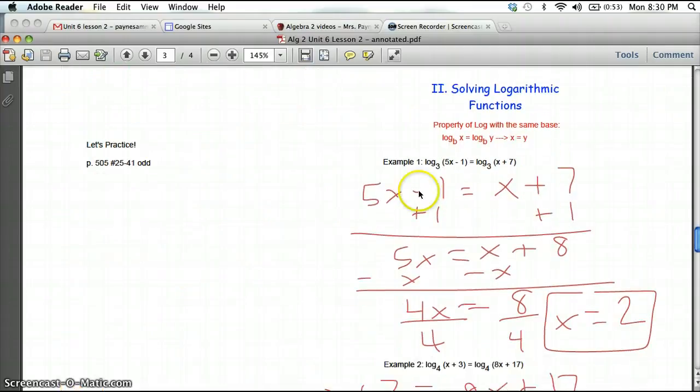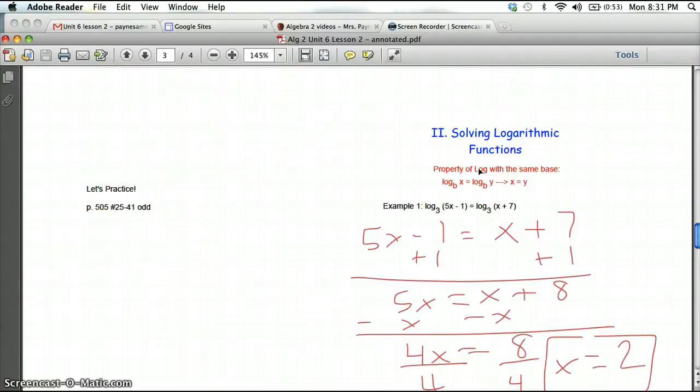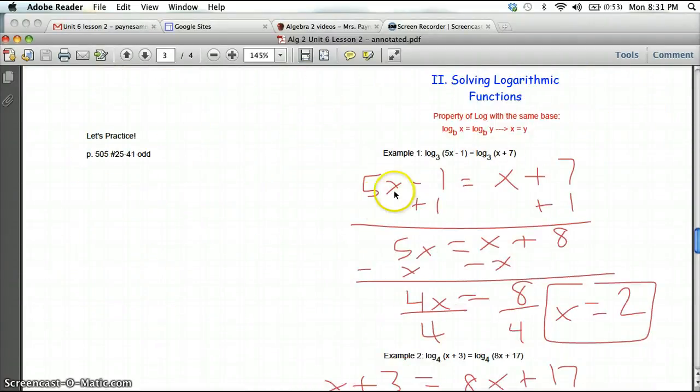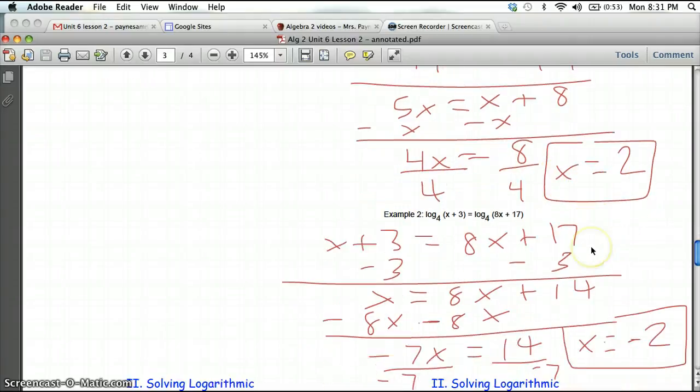So last, we're going to solve log functions with the base being the same. Okay, again, log base 3 and log base 3. Our base is the same, so we don't need to change it. So we just deal with our exponents. So 5x minus 1 is equal to x plus 7. You're going to add 1 to both sides, and you get 5x is equal to x plus 8. You're going to subtract x. You've got 4x is equal to 8. You divide by 4, and you get x is equal to 2.